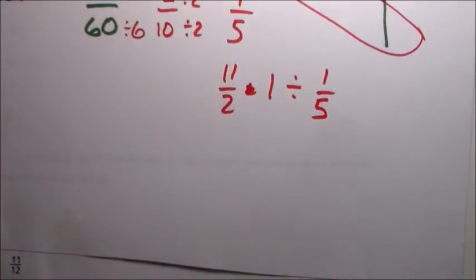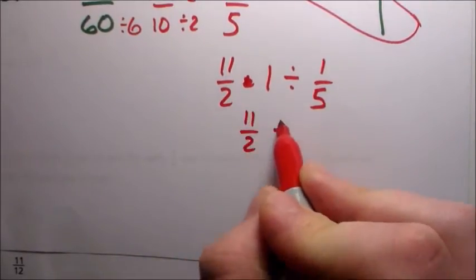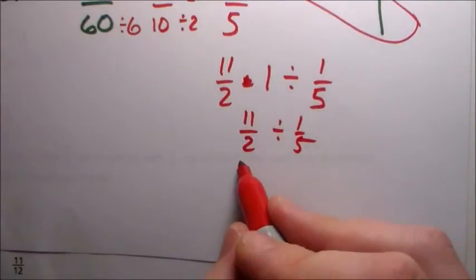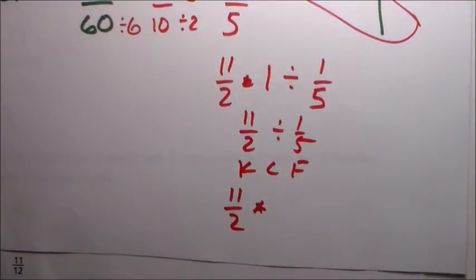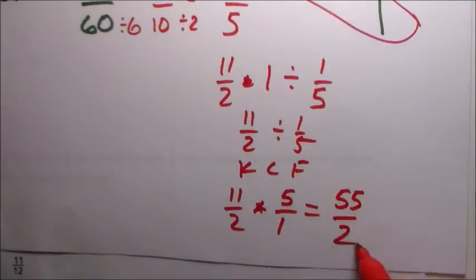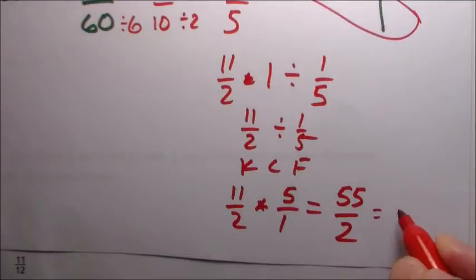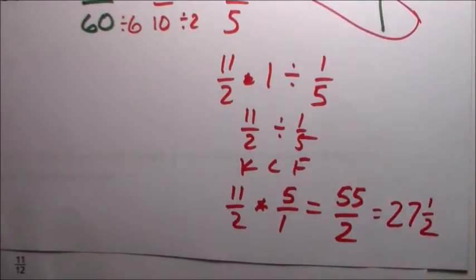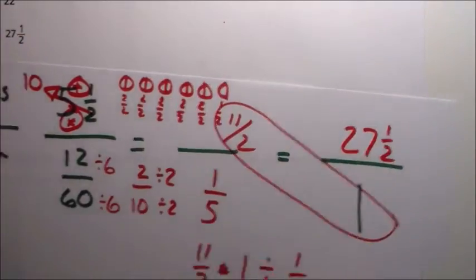We should know by now that any number times 1 is that same number. So we can just say 11 over 2 times 1 is 11 over 2, divided by 1/5. How do we do that? Keep, change, flip. 11 over 2, keep, change division to multiplication, then flip 1/5 to 5 over 1. And we multiply it through. We get 55 over 2. 2 goes into 55 27 times with 1/2 left over. So that'll be our answer, 27 1/2.